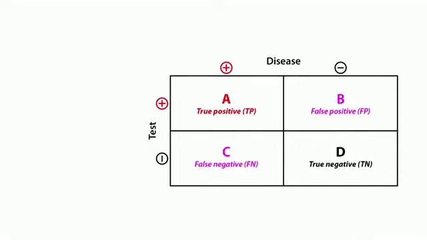Okay, now look again at that table. What happens if we do those calculations horizontally? The horizontal calculations are the positive and negative predictive values. So let's talk about those now.